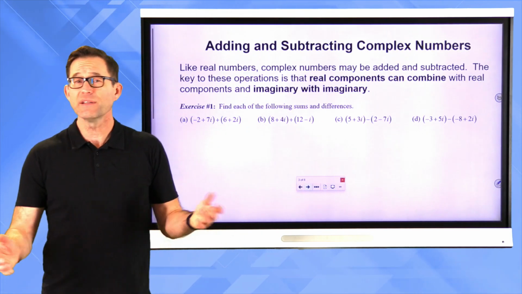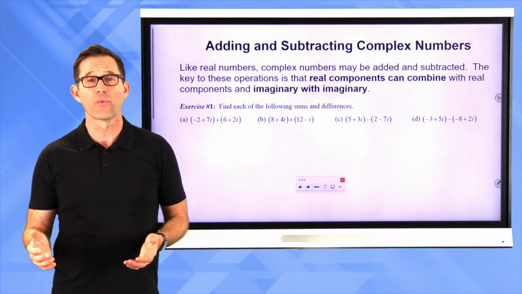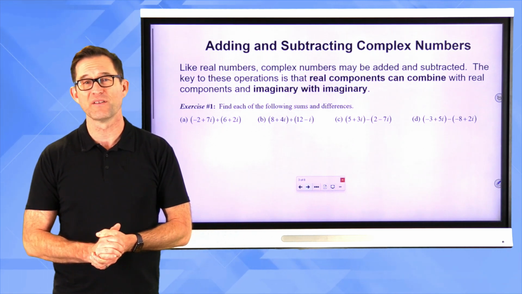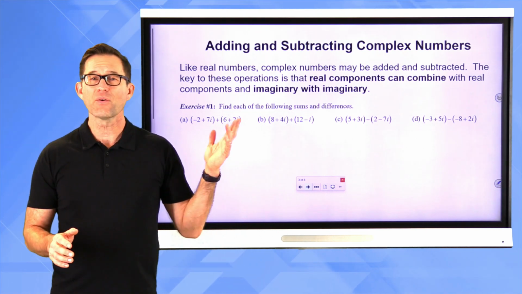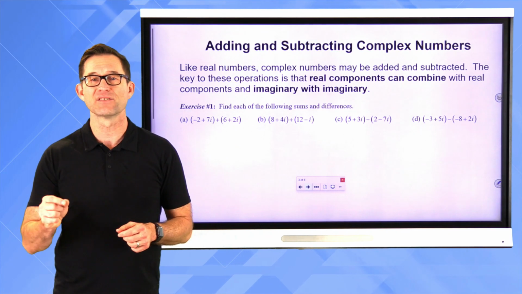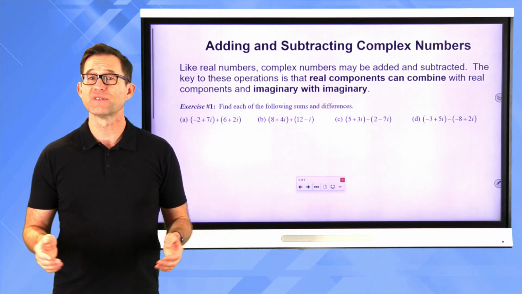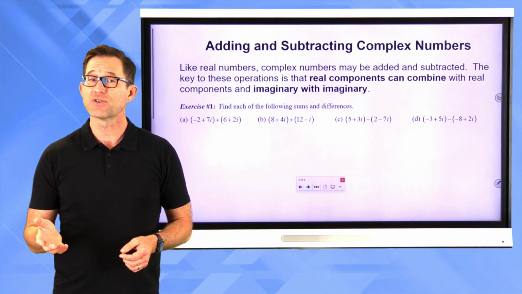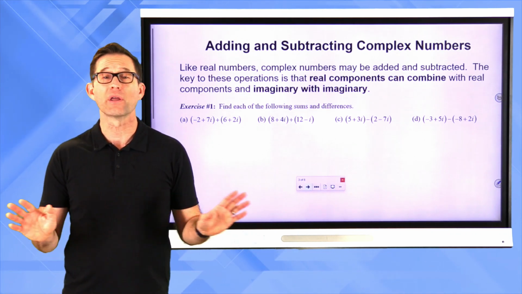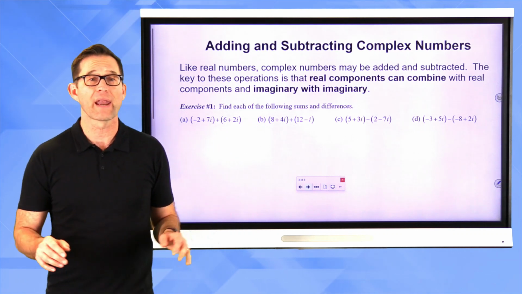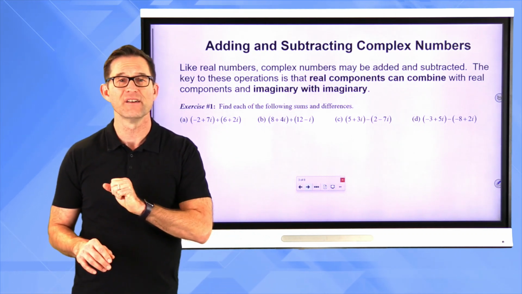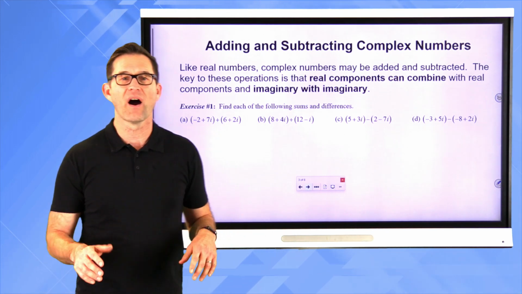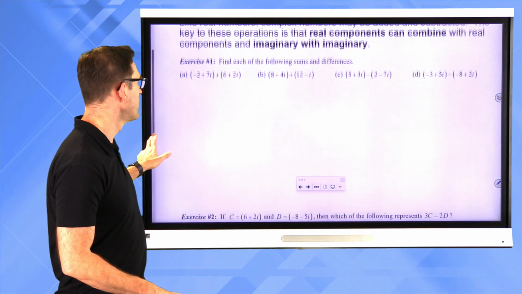All right, so let's first start talking about a little bit of arithmetic with complex numbers. And of course, you always want to start your arithmetic with adding and subtracting. Like real numbers, complex numbers may be added and subtracted. The key to these operations is that real components can combine with real components and imaginary with imaginary. And look, this is no different than if you were adding 5 plus 2x to 7 minus 3x, all right? You want to almost treat the i like it's just a variable.